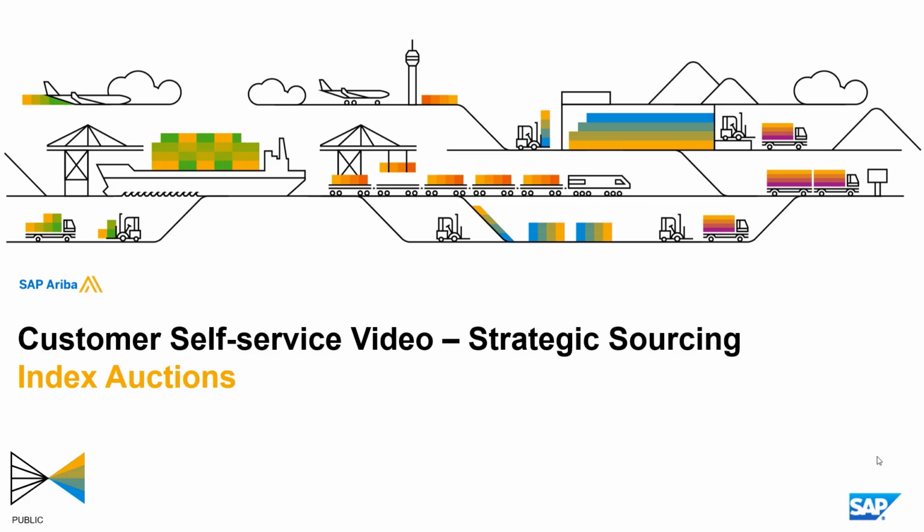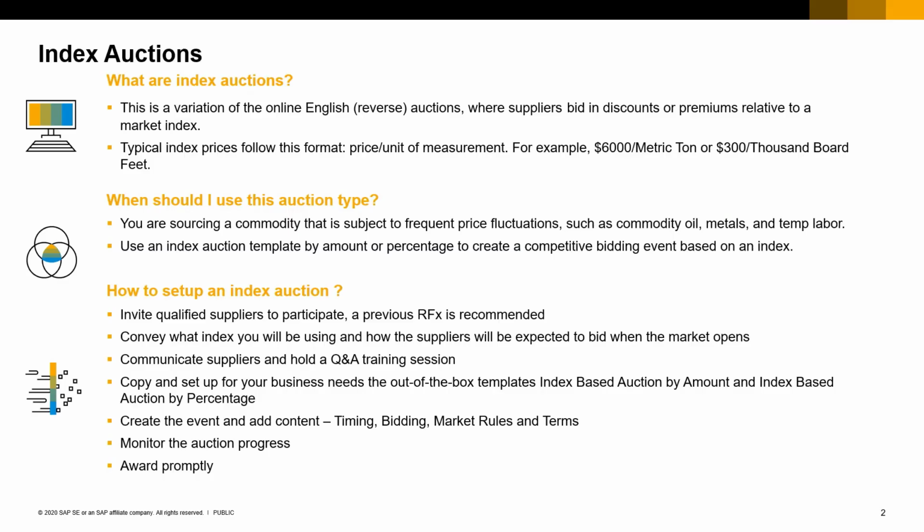In this video, I shall cover the index-based auction type used to buy goods and services that are subject to frequent price fluctuations. This type of auction is a variation of the online English reverse auctions where suppliers bid in discounts or premiums related to a market index.